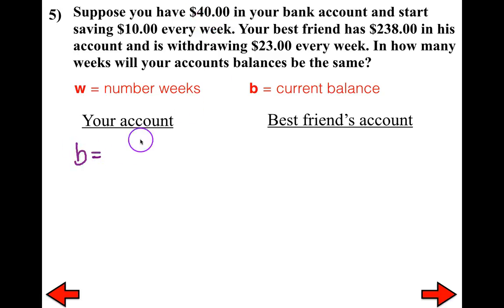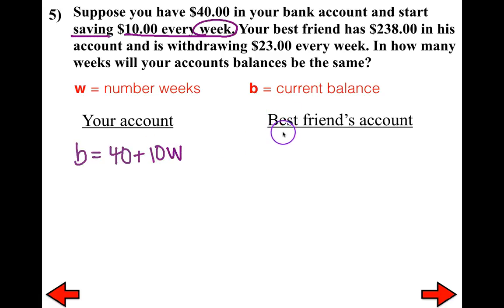You started with $40 and you start saving $10 every week. The word saving makes me think that we're definitely adding every week. So first I'm going to add, and since it's $10 every week, I'm going to go ahead and put 10W.